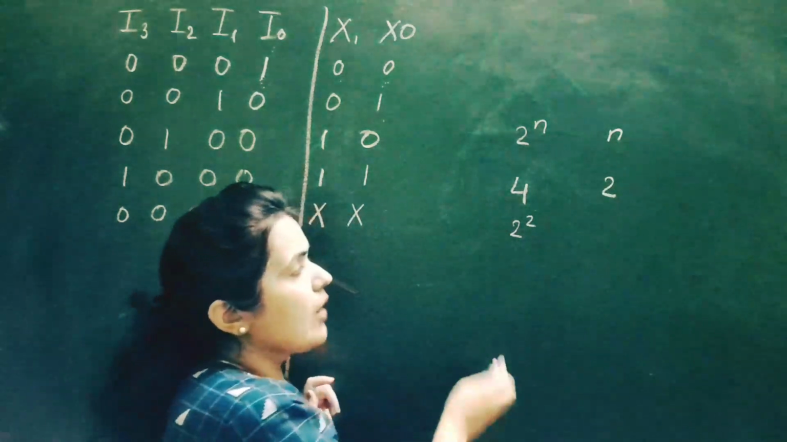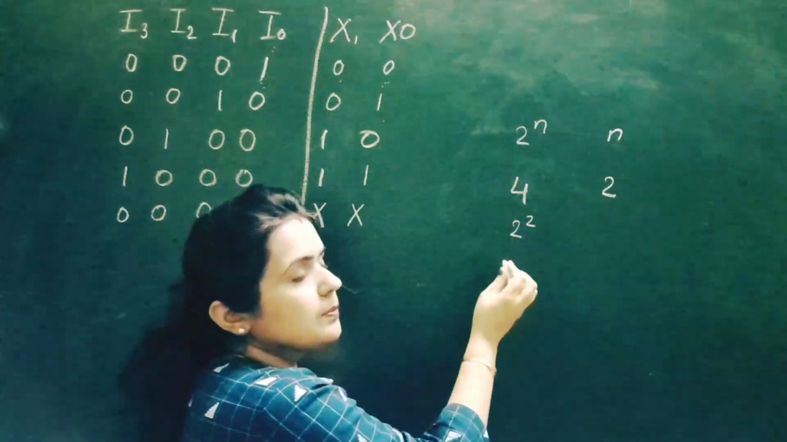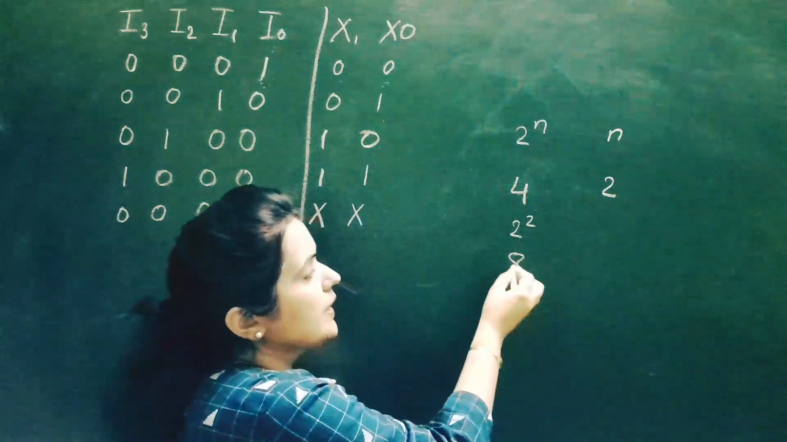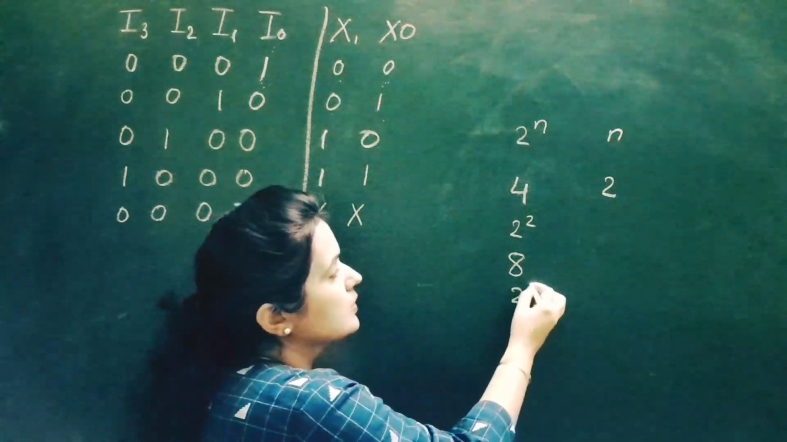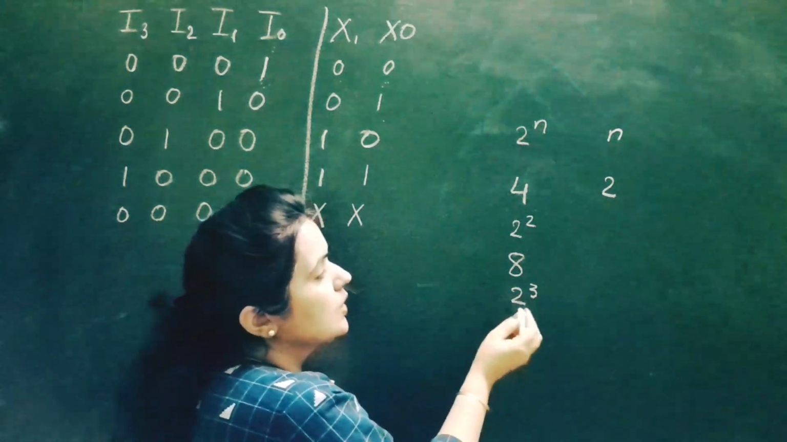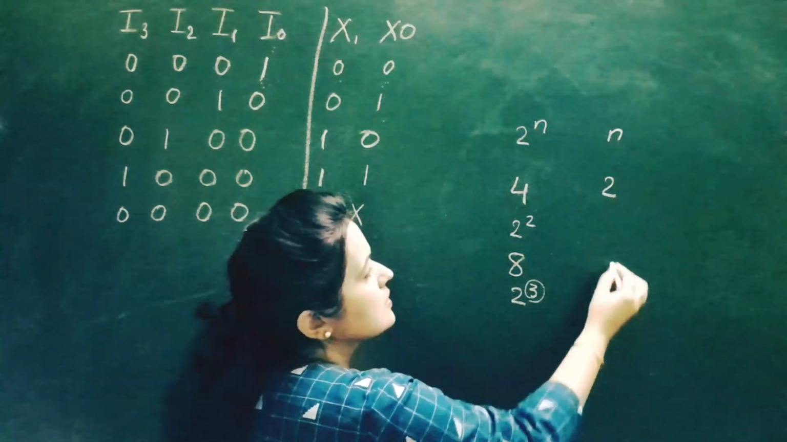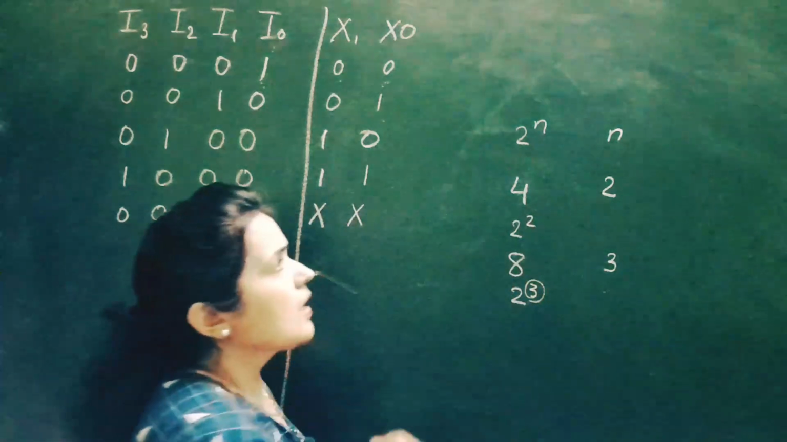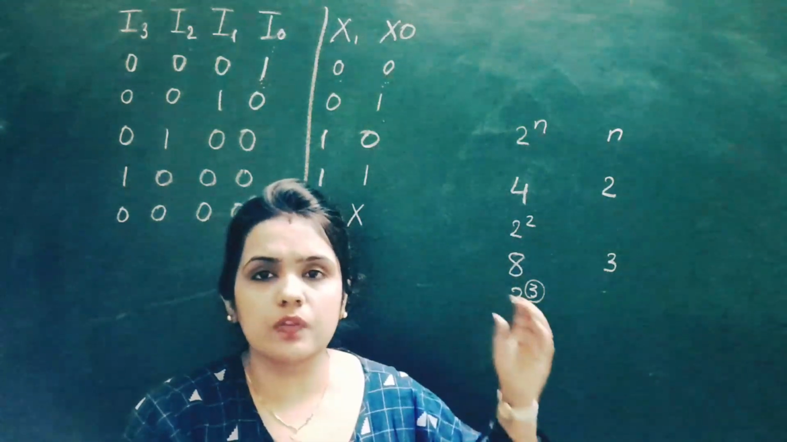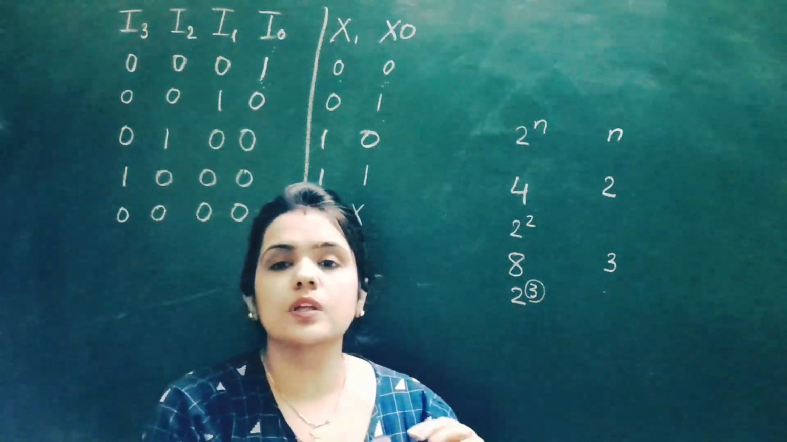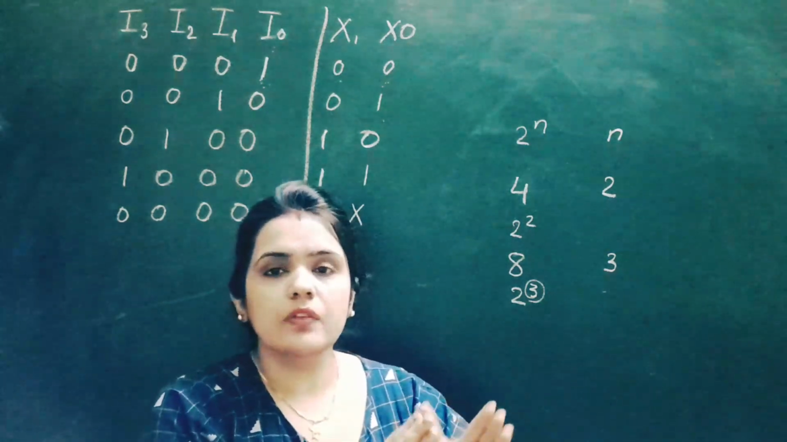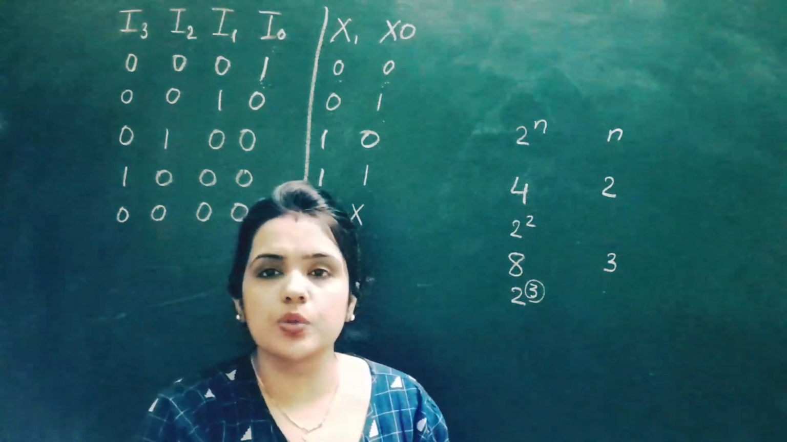Suppose we have 8 input lines. So 8 can be written as 2 raised to the power 3. So this kind of encoder will have 3 output lines. Now, how does an encoder work? I am just giving you an overview of the working of a simple encoder. Thereafter we will see the working of a priority encoder.